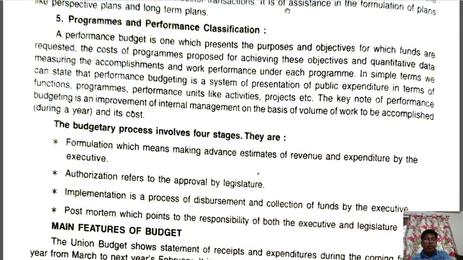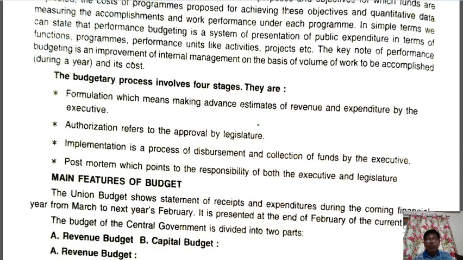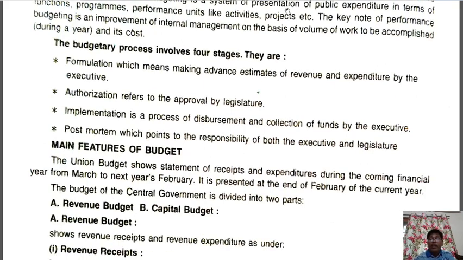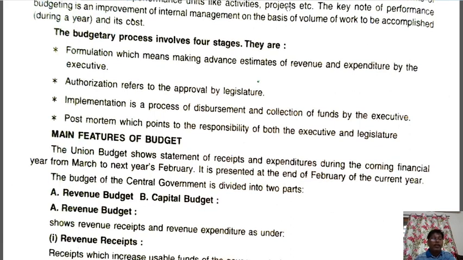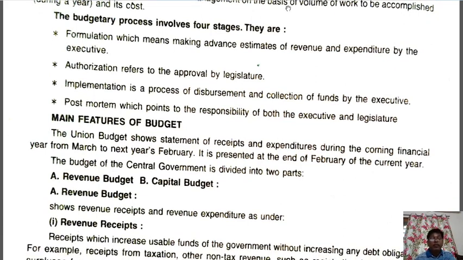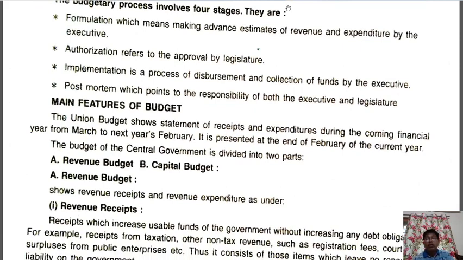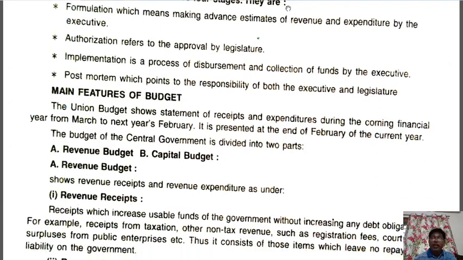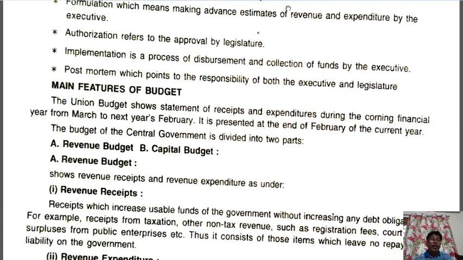The next point, the budget process, involves the first stage: formulation, which means making advance estimates of revenue and expenditure by the executive. Second, authorization, which refers to approval by the legislature. Third, implementation, which means the process of disbursement and collection of funds by the executive. And last, the post-mortem, which points to the responsibility of both executive and legislature.